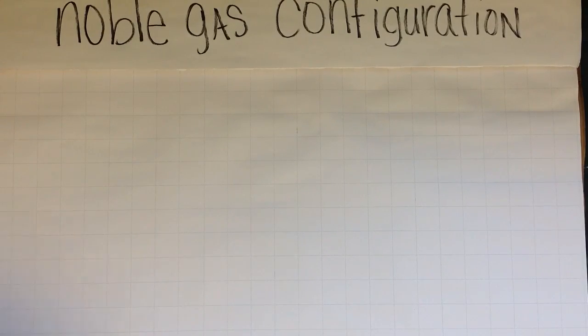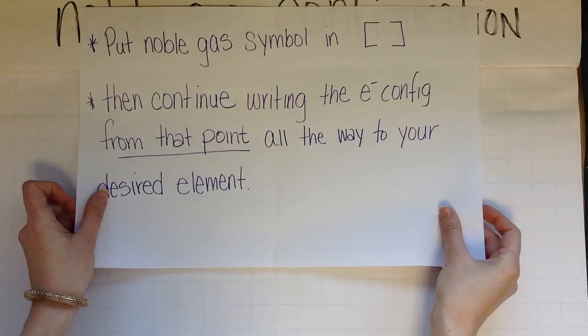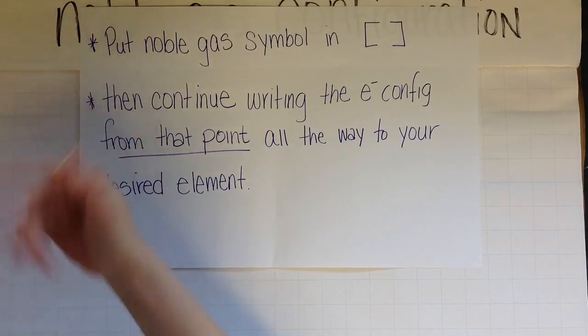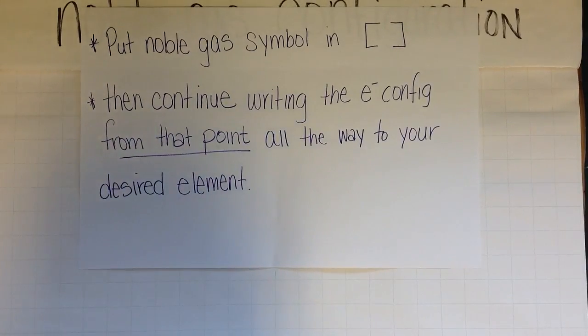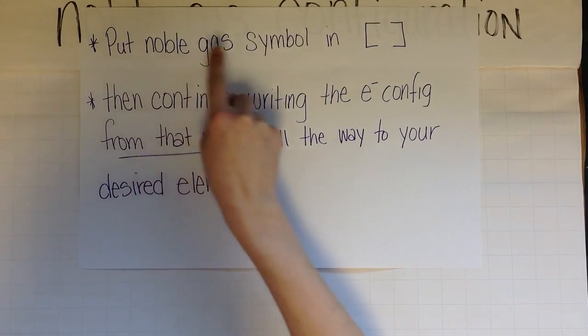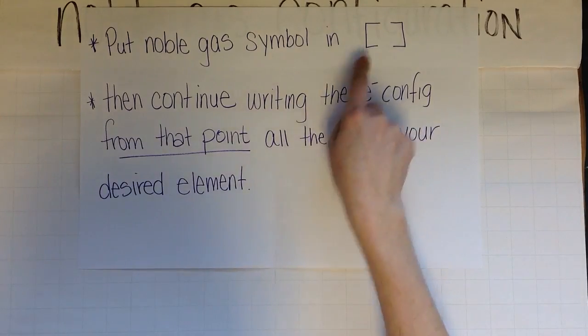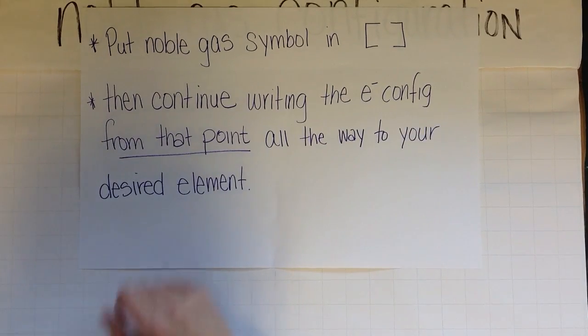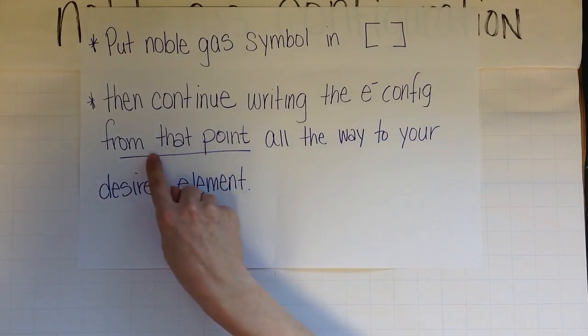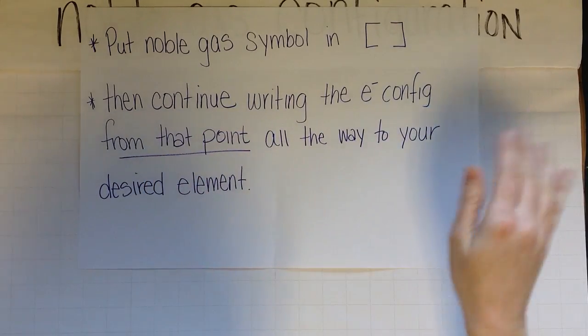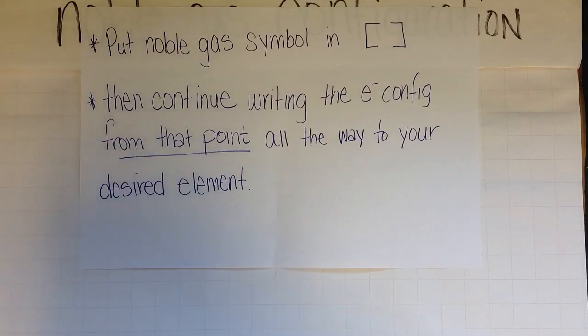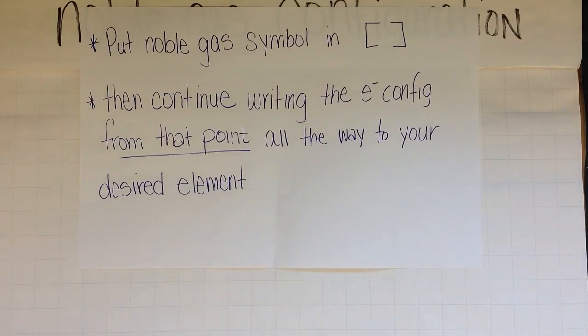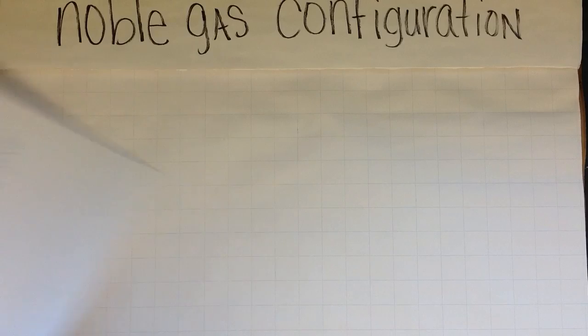Okay? So these are some things you need to do. Once you find the noble gas that is right before the element you are writing the electron configuration for, put that noble gas's symbol in brackets. Those are brackets, not parentheses. Then you need to continue writing the electron configuration from that noble gas all the way to the desired element. Okay, so let's take a look. It's easier to look at an example to understand what that means.